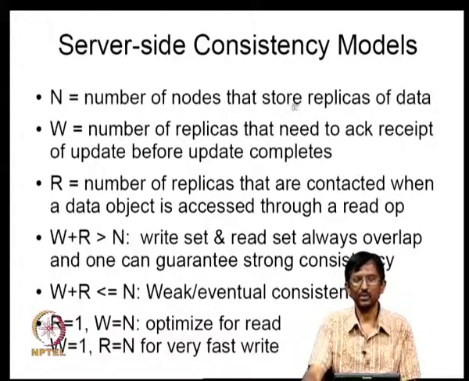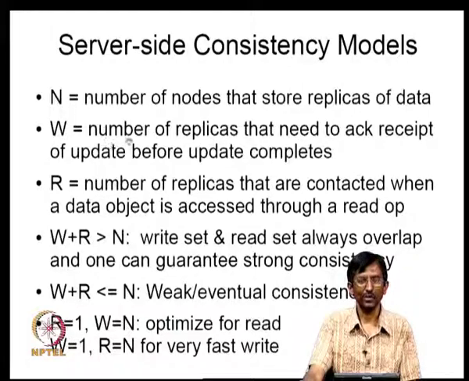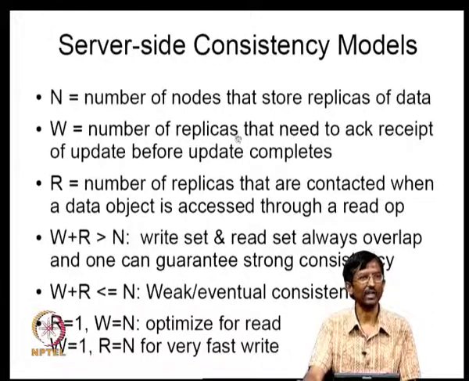For example, if it is server side, in summary, this is what is going to happen. Let us say that N is the number of nodes that store replicas of data. W is the number of replicas that need to acknowledge the receipt of an update before the update completes. For example, if there are 5 replicas, do you wait for the acks from all 5 replicas before you say that the write is finished, or are you willing to take only 3 as completing the write? So W is the number of replicas that need to acknowledge before you say that the write is complete.